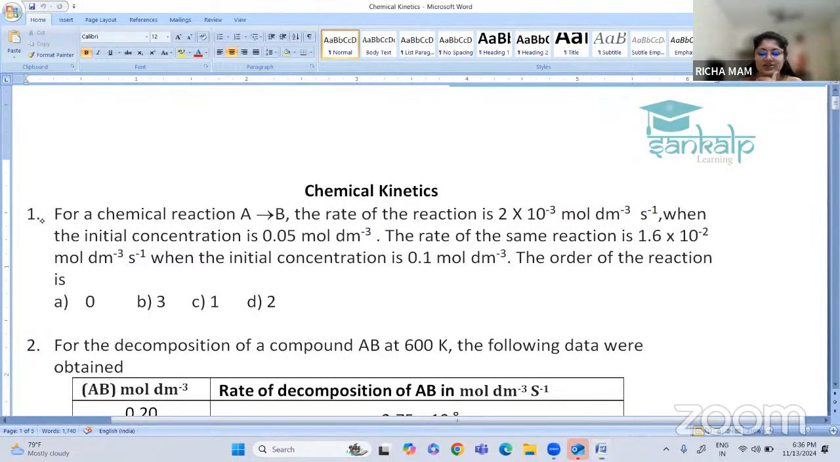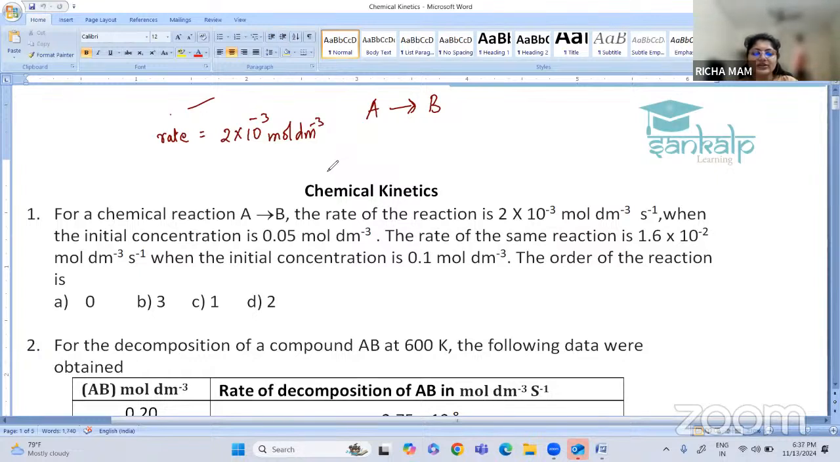So there is a chemical reaction. A giving you B. Okay, so let us see this particular question. For a chemical reaction, that is A giving you B, A is the reactant giving you product B. The rate of the reaction is given. Let us give the rate of the reaction as 2 into 10 raised to minus 3 mole per dm cube per second, when the initial concentration is.